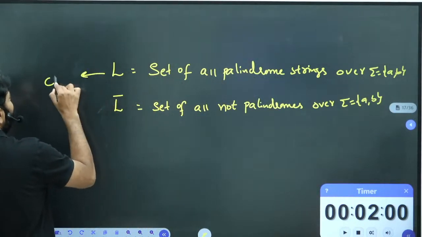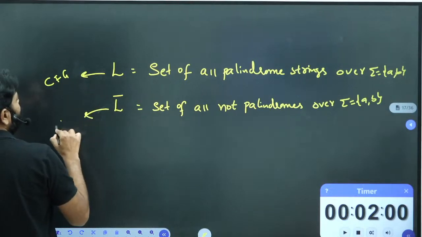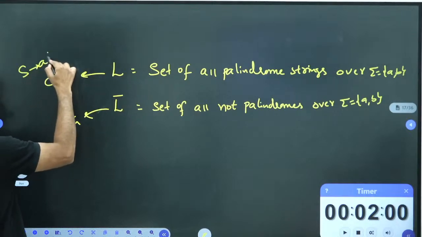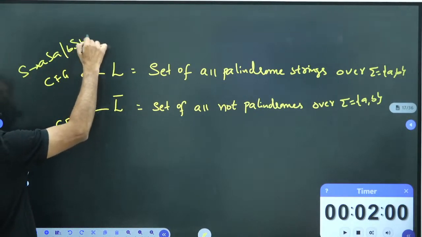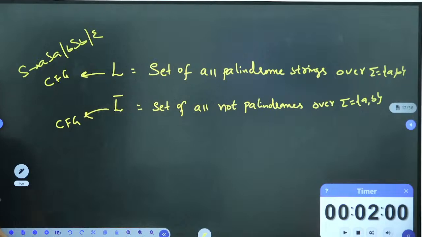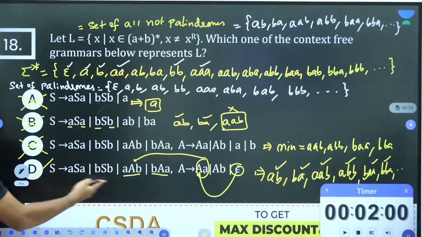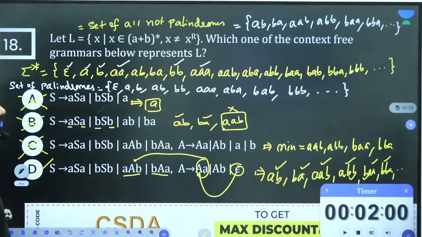For this also we have seen CFG. For this also we have a CFG. You know what is a CFG for this? S derives ASA or BSB or epsilon. And for the other CFG, just now we have seen, it is Option D. Got it?